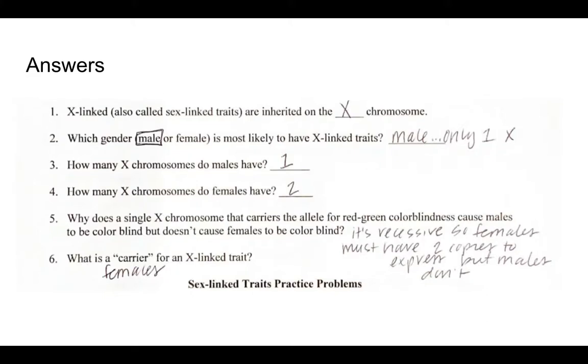Number 4, how many do females have? 2. Number 5, why does a single X chromosome that carries the allele for red-green color blindness cause males to be colorblind, but not females? Because red-green color blindness is recessive. And if the males have it, they have it. If the females have a recessive allele, they could potentially have a dominant one masking it. And so that's a benefit of having 2 X's for the females. And then number 6, who are our carriers? Females are our only carriers.